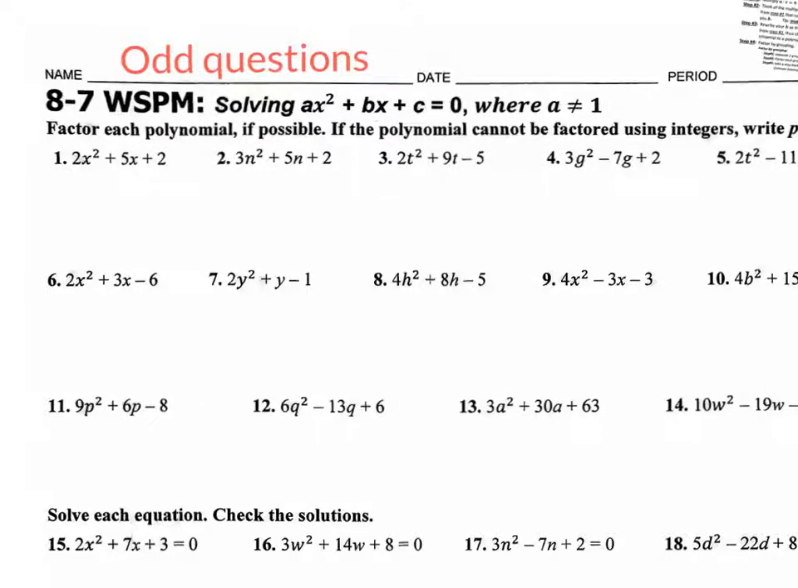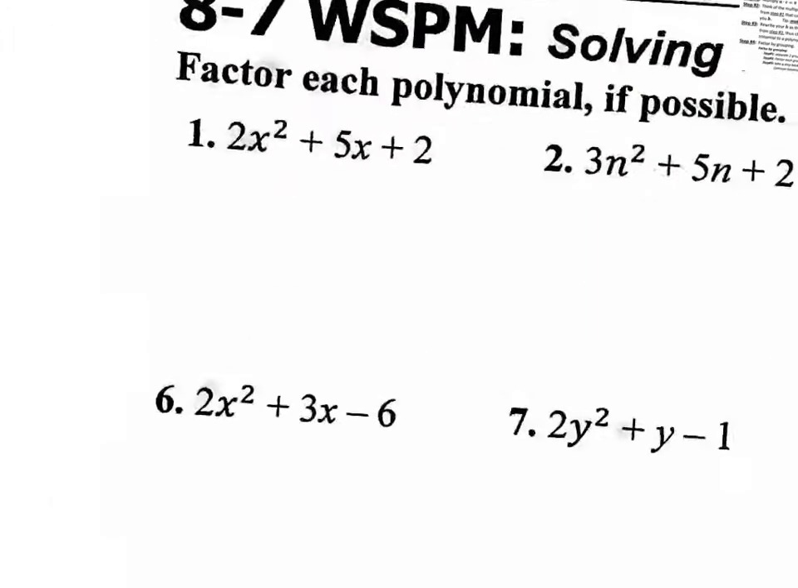This is worksheet 8.7. This is the next section. I'm going to assign the odd questions. Now this worksheet is challenging because it's asking us to factor a quadratic trinomial where your a value is not 1. So let's take a look at number 1 here.